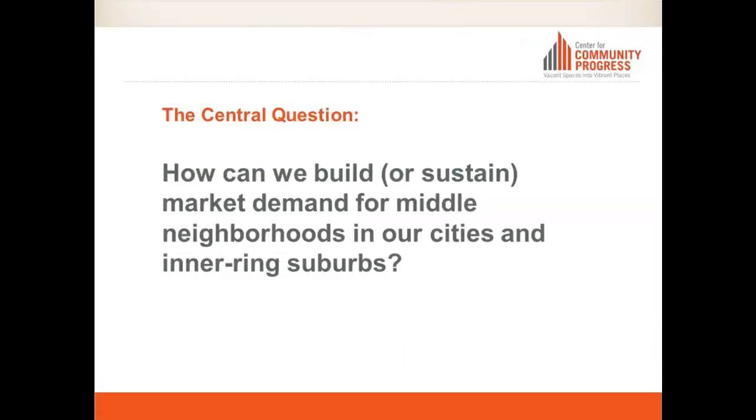How can we build or sustain market demand for middle neighborhoods? These are important parts of the urban and suburban fabric. They are challenged by a lot of the changes that have taken place in our society and a lot of the traumas, such as the foreclosure crisis and the housing bust and the Great Recession that we've gone through. But they still represent an enormous reservoir of economic, physical, and social value for our communities. And I believe that trying to rebuild the demand for these neighborhoods and stabilize them is a critically important task.